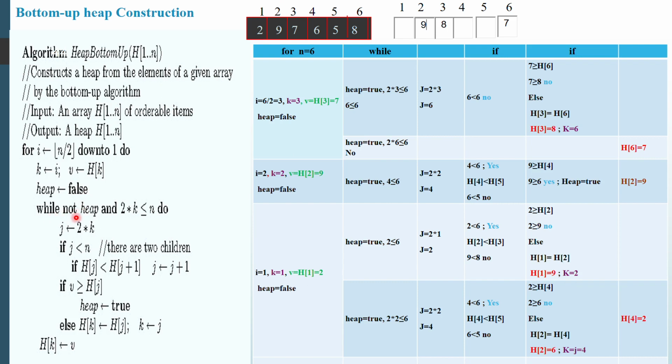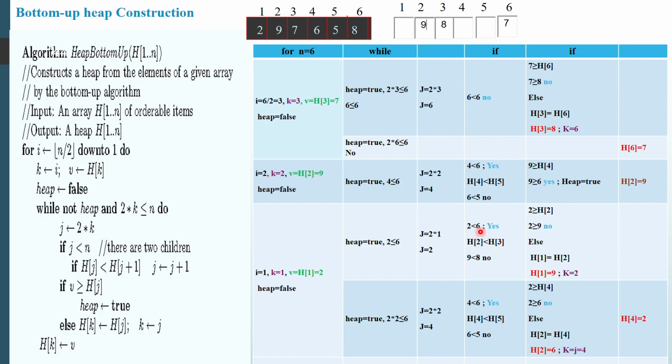Now I'll go to the while loop. Not hip. Hip means true. And 2 into k. What is the k value now? 1. 2 into 1 means 2. Less than or equal to n. The n value is 6. Yes, 2 is less than or equal to 6. The condition is true. If the condition is true, then you execute this statement. Okay, what are the statements inside the while loop? Those statements you have to execute now. J equal to 2 into k. What is the k value now? 1. 2 into 1, j equal to 2 now. Okay, so next you check this condition. 2 is less than n.